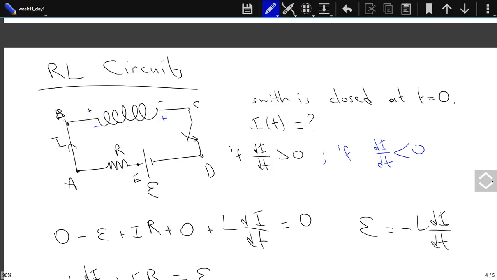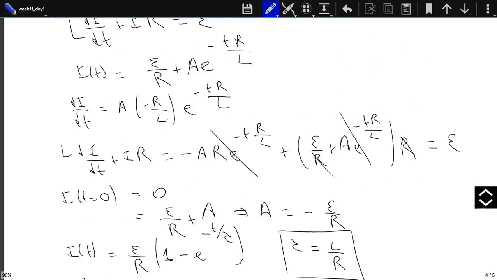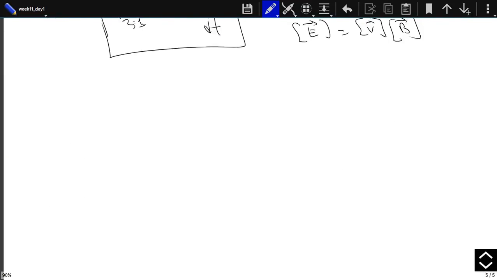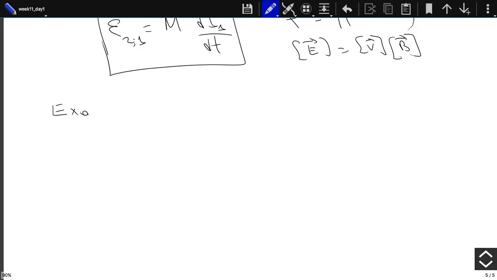Can you review the torque of a square loop? The square loop. Where is the square loop? The torque. Yeah.